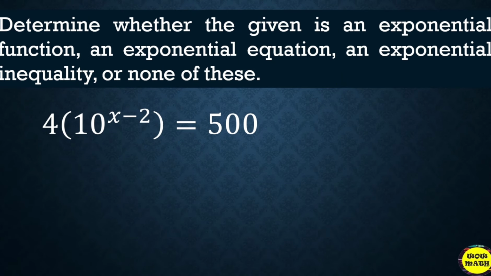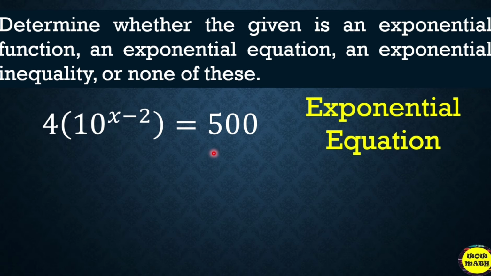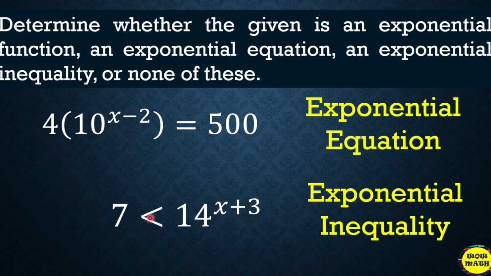Another example, we have 4 times the quantity of 10 raised to x minus 2 is equal to 500. So what do you think? This is an example of exponential equation. Another, we have 7 less than 14 raised to x plus 3. 14 raised to x plus 3 is an exponential expression. And then meron tayong inequality symbol dito, and that is less than. So therefore, this is an exponential inequality.